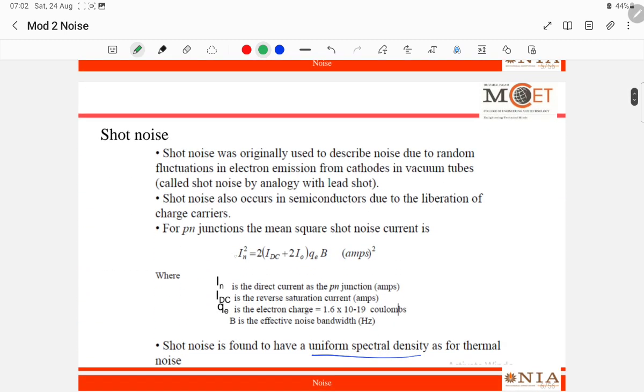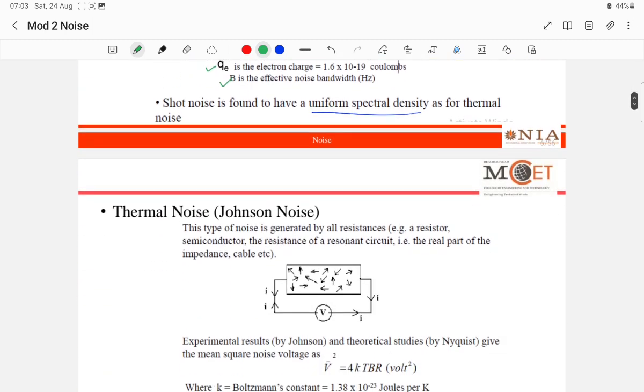This gives the mean square shot noise current, that is I_n square equal to 2 times I_DC plus 2 I_0 into q B, where I_DC is the direct current in the PN junction and I_0 is the reverse saturation current, q is electronic charge and B is the effective noise bandwidth. Shot noise is found to have a uniform spectral density.